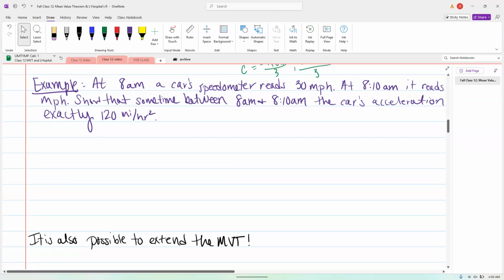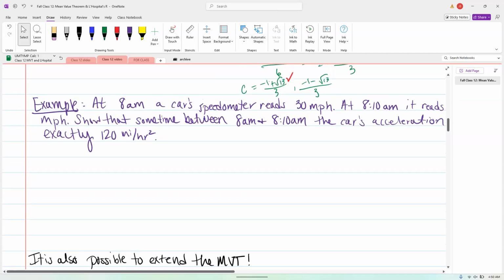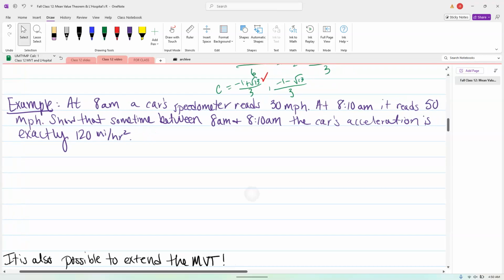Okay, next example. At 8 a.m. the car's speedometer reads 30. At 8:10 it reads 50. Show that sometime between 8 and 8:10 the car's acceleration is exactly 120 miles per hour squared.